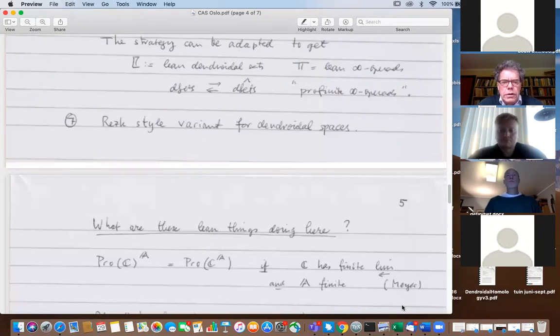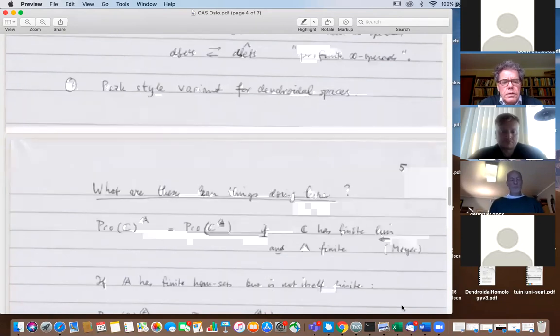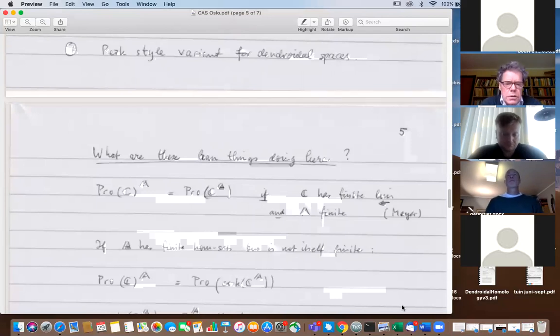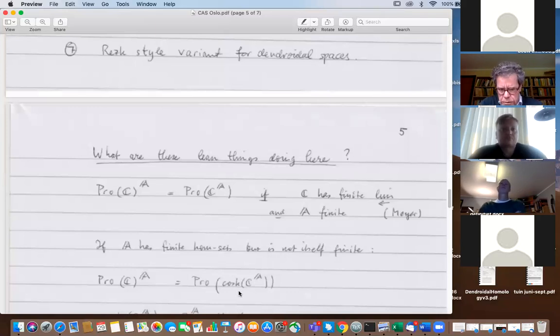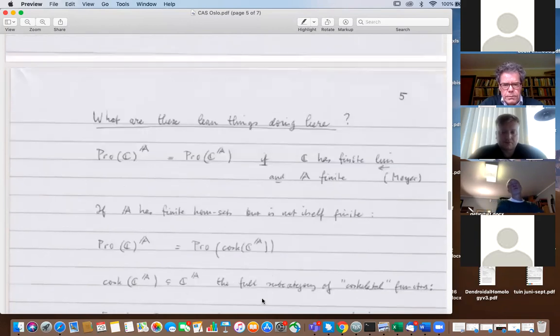Now, what do you do if A is not finite? Well, you can still do something if A has finite Hom sets. It goes as follows. The functor category of a pro category is again a pro category, but it's no longer true that it is pro of C to the A. It's pro of a smaller category, co-skeletal functors from A to C. So co-skeletal functors form a full subcategory of the functors from A to C.